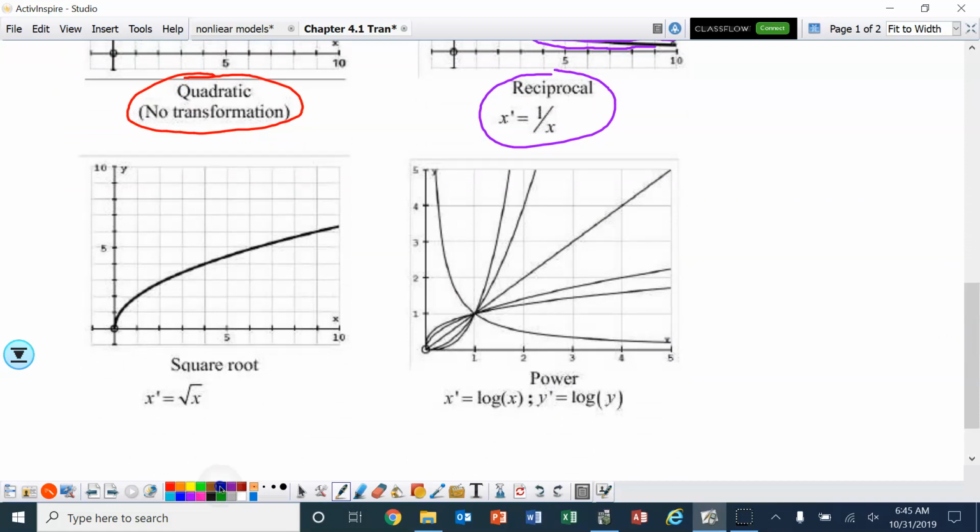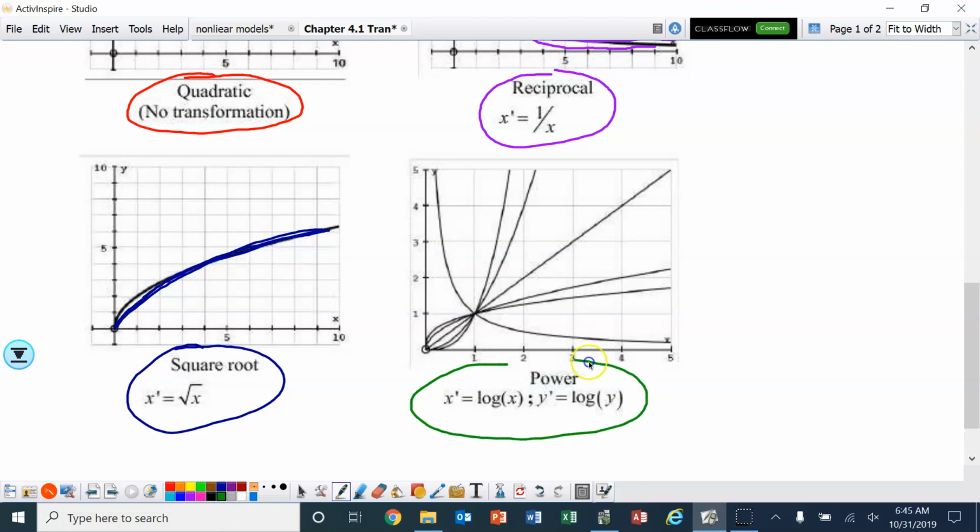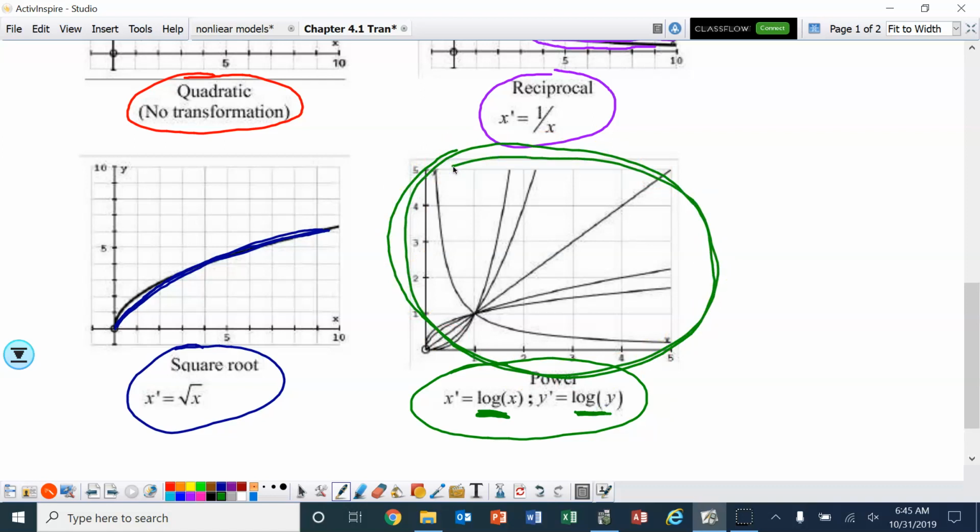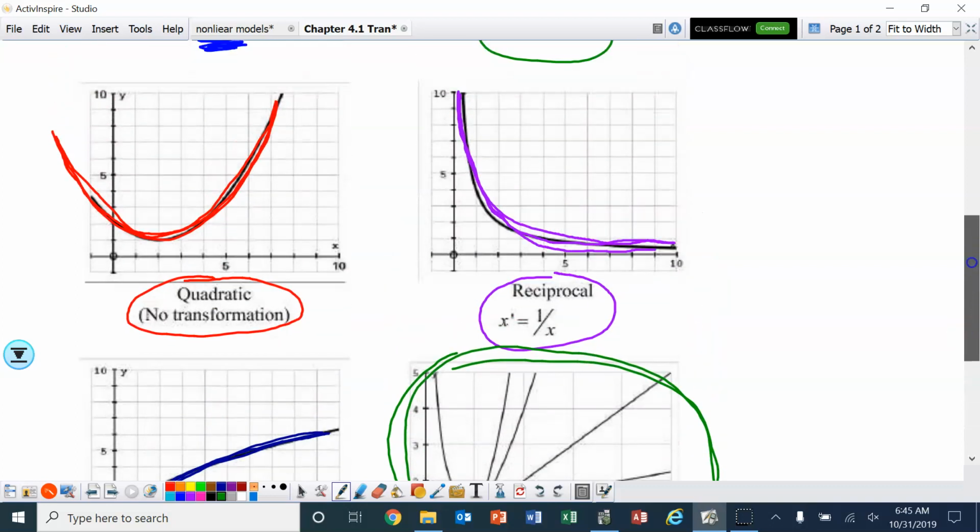We've also have the square root. If the dots kind of look like that, we could try taking the square root of x. And then we've got one that fits pretty much everything, the power. That's where we are going to take the log of x and the log of y. And you can see there's all kinds of different patterns that will fit the power. So we're going to have to try more than one transformation, but at least this breaks it down a bit for us, and we're not having to try a ton of different things. Now, a few things I do want to point out to you.